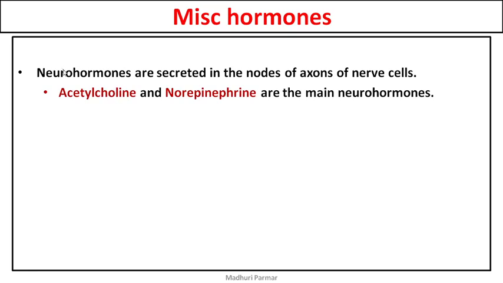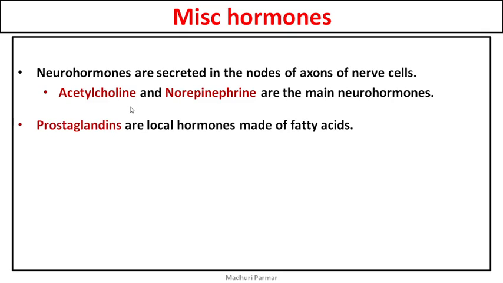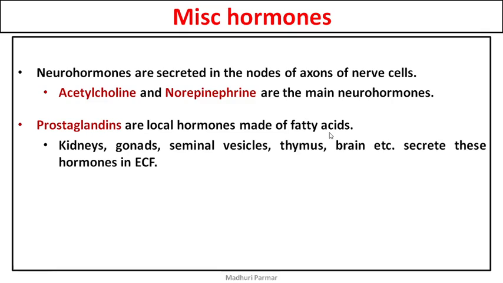Two famous examples are acetylcholine and norepinephrine. They are known as neurohormones. Then prostaglandins. Prostaglandins we have come across during childbirth as well as when we were discussing the seminal fluid. So prostaglandins are basically local hormones. That is, they are secreted from one place and affect the neighboring place. They are made up of fatty acids, specifically arachidonic acid. They can be secreted by kidneys, gonads, seminal vesicle, thymus, brain, and a lot of different tissues.